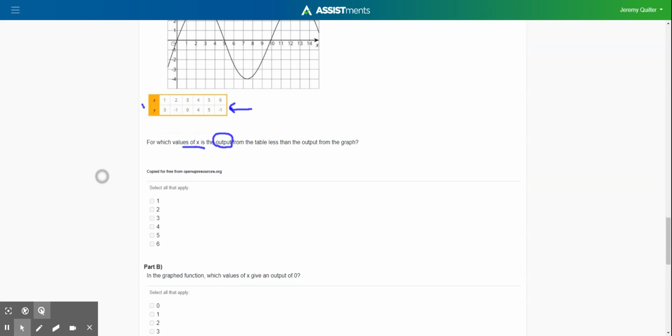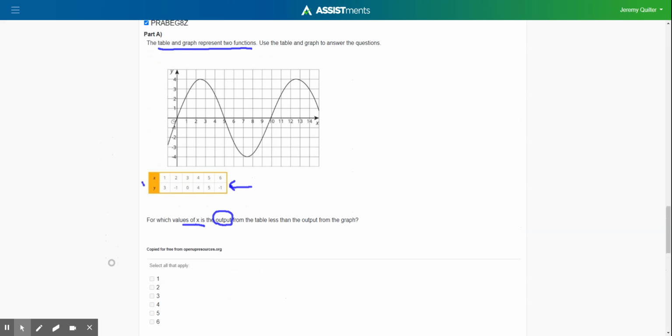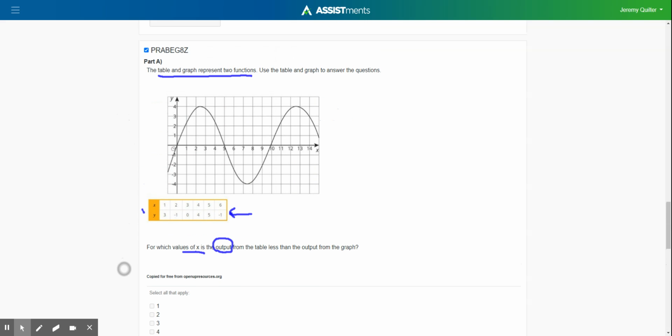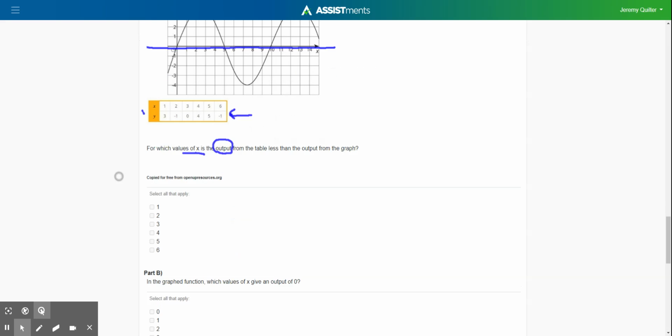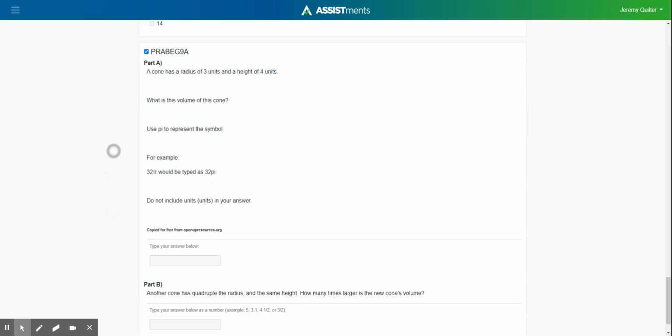The next question talks about, in the graphed function, which values of x give an output of 0. So only looking at this function right here and thinking about which values of x go with the output of 0. So we can look at the output of 0, which is the x-axis. So think about those values based on the graph, select all that apply, and then we're going to work on the next problem. A cone has a radius of 3 units and a height of 4 units.